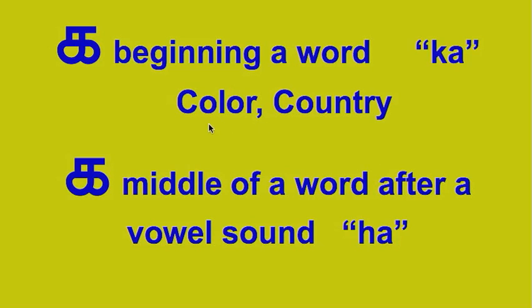Now, as we learned with several of the consonants in the previous lesson, if you remove the dot, there are different ways that the letter is pronounced depending on where it occurs in the word. If we remove the dot, and this letter begins the word, then it makes the k sound, as in the words color or country. If the letter is in the middle of a word, directly following a vowel sound, then it makes the h sound. The closest I could think of for an English word is the expression aha. So if we were to write this, we would use the k sound for the ha in that word. We'll see a couple of examples coming up though.